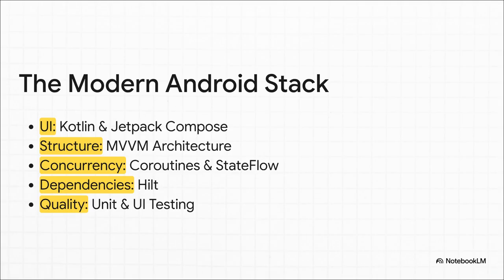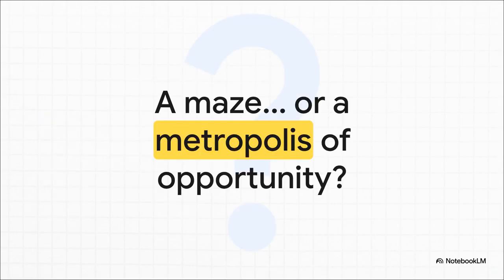This isn't just one possible option among many. This has become the standard, the well-paved road that the whole community is building on. Think back to the beginning. It might have felt like a confusing maze, right? But once you understand these 5 core pillars, the whole picture changes. That maze transforms into a well-organized city, a metropolis of opportunity. Now you have a clear plan and powerful, standard tools that let you focus on what really matters, building amazing things for your users. The chaos and confusion, they're replaced by a clear path forward.